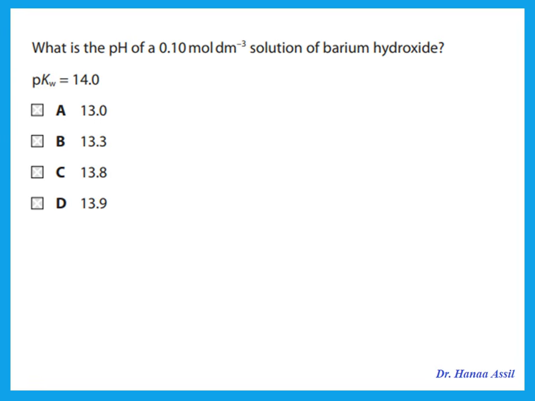This question says, what is the pH of a 0.1 mole per decimeter cubed solution of barium hydroxide? And he gives me the pKw. You should know the pKw is 14. Barium hydroxide, when it ionizes, 1 mole of barium hydroxide gives 2 moles of hydroxide ions, and that means the concentration of the barium hydroxide, if it is 0.1, then the concentration of hydroxide ions would be twice of that.